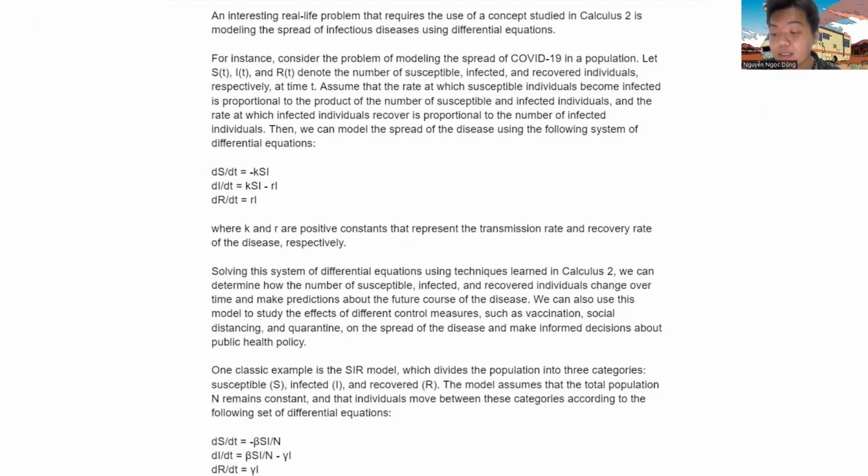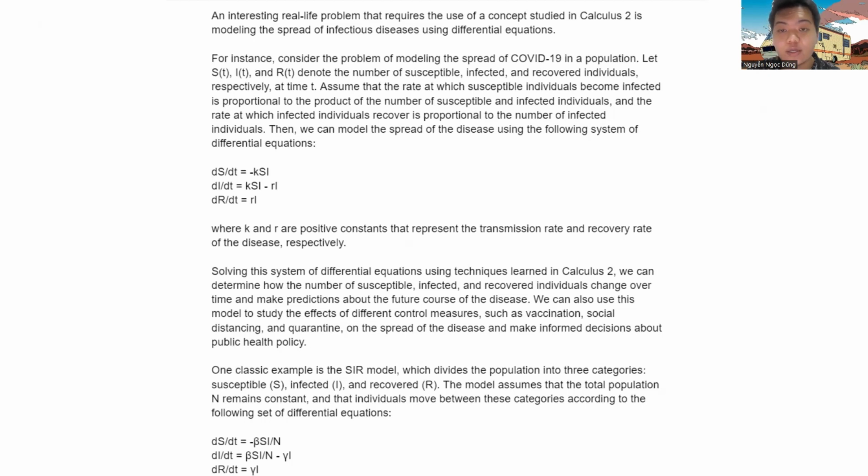The term minus beta S I over N in the equation for dS/dt represents the rate at which susceptible individuals become infected, while the term gamma I in the equation for dI/dt represents the rate at which infected individuals are recovering and becoming immune. Finally, the equation for dR/dt represents the rate at which individuals are moving from the infected category to the recovered category.